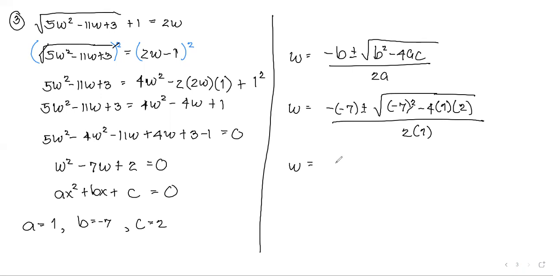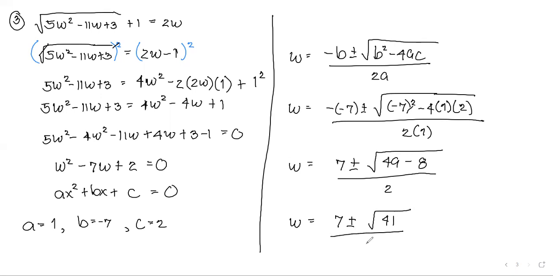So w equals negative times negative, positive 7 plus minus the square root of 49 minus 4 times 2, that is 8 over 2. So, diba? Irrational nga yung makuha natin kasi hindi siya factorable. So 7 plus minus square root of 49 minus 8. 49 minus 8 is 41 over 2. And this could be our final answer. W equals 7 plus minus the square root of 41 over 2. And that's it. For 7 plus square root of 41 over 2 and 7 minus square root of 41 over 2. Ayan.